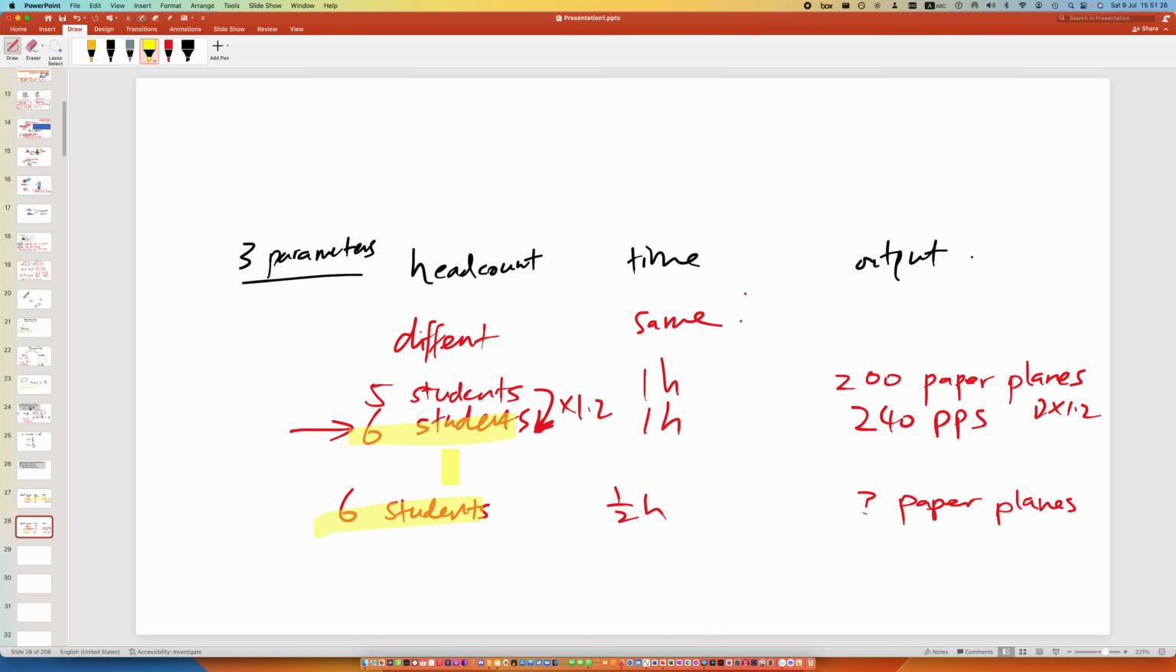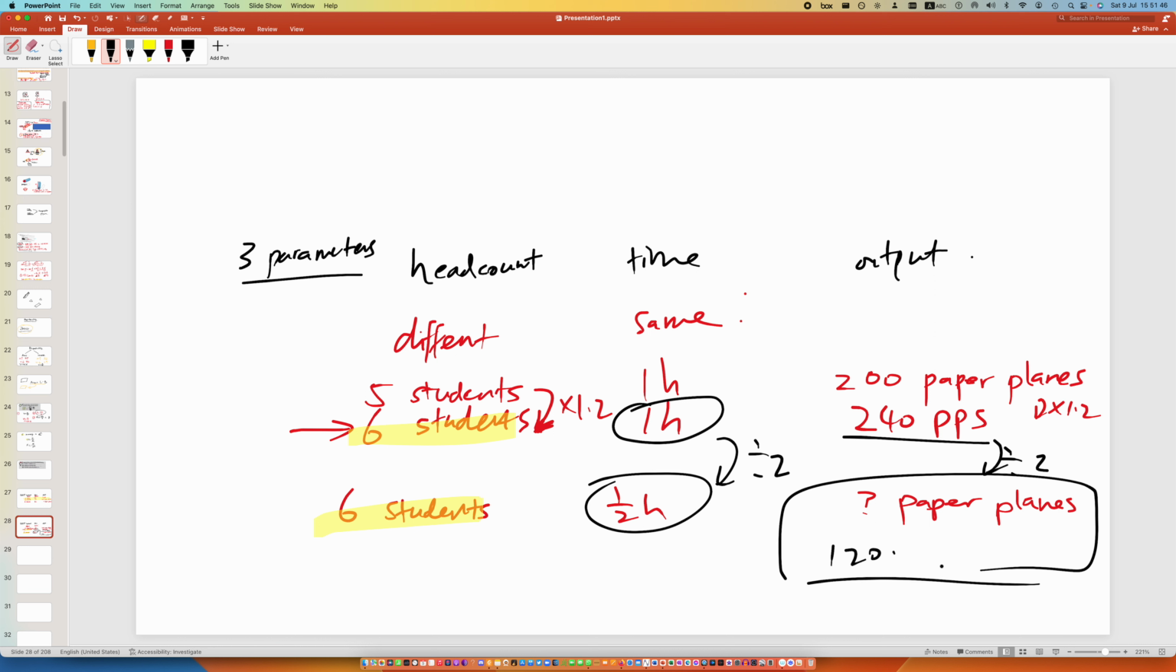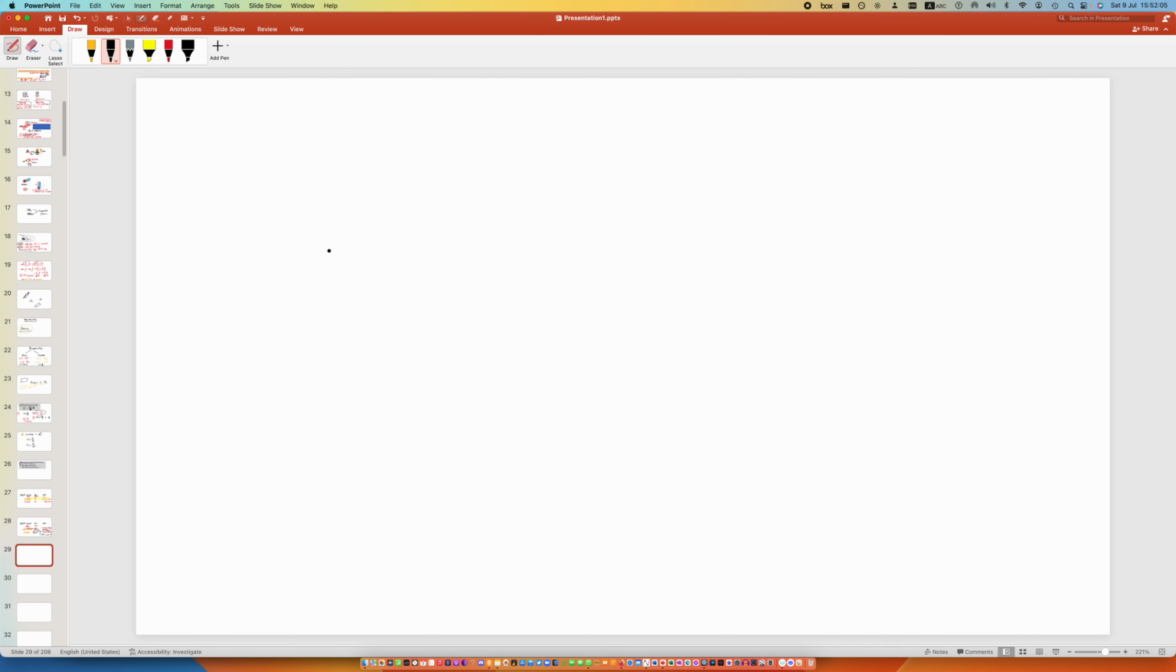6 students, 6 students, same. The only difference is the time. So the time goes down by divide by 2. So your output also divide by 2. Yes, which is 120. Correct. So that means you need to insert an intermediate step. Because only when you have one same, one different, then you can do. Two different cannot. Understand or not? So this is actually the kind of question that you will be asked. Let me give you another one.